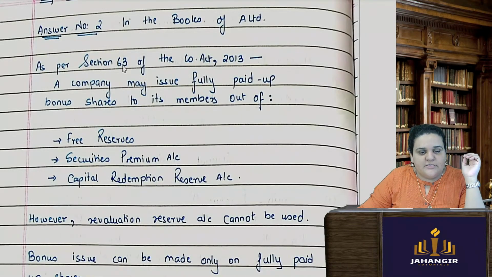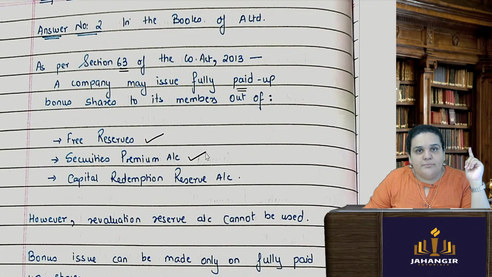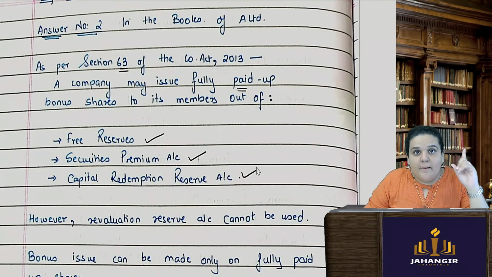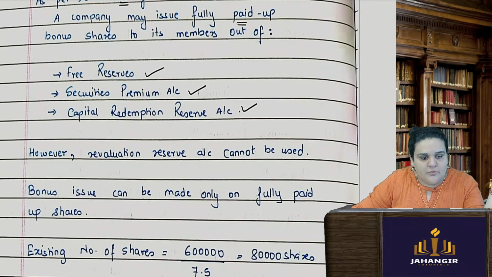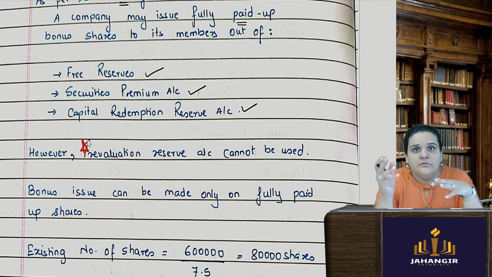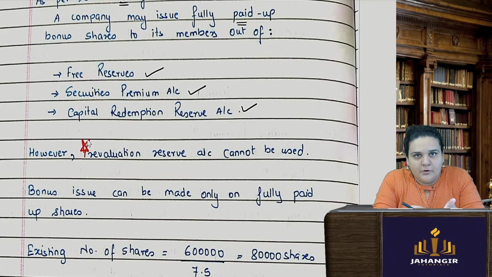Now, as per section 63, a company can issue fully paid up bonus shares to its members out of free reserves, out of securities premium account and out of CRR. But very important, revaluation reserves cannot be used. Revaluation reserve we all know: whenever we revalue an asset and there is a profit on that, it is put in the revaluation reserve. You cannot use that revaluation reserve.